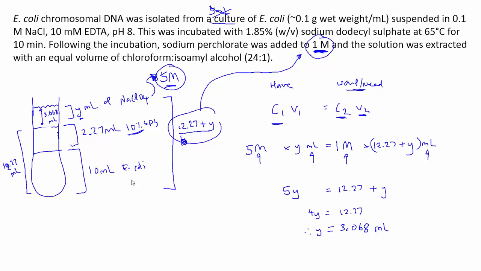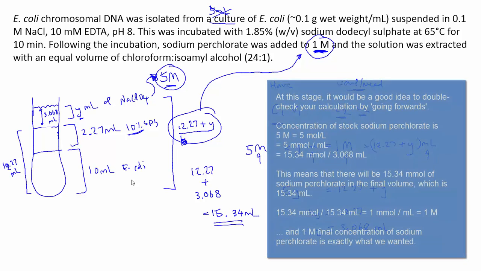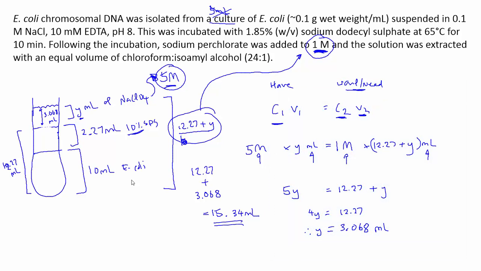So this means that our final volume is going to be 12.27 plus 3.068. It's going to approximately be 15.34 milliliters. Okay, so what we have so far is a total volume of 15.34 milliliters sitting in our tube, which has the perchlorate, the STS, as well as the E. coli solution inside it. And so the next thing that the legend tells us to do is to extract the solution with an equal volume of chloroform isoamyl alcohol. Now, this equal volume means whatever volume is currently present inside the tube, and that is 15.34 milliliters.